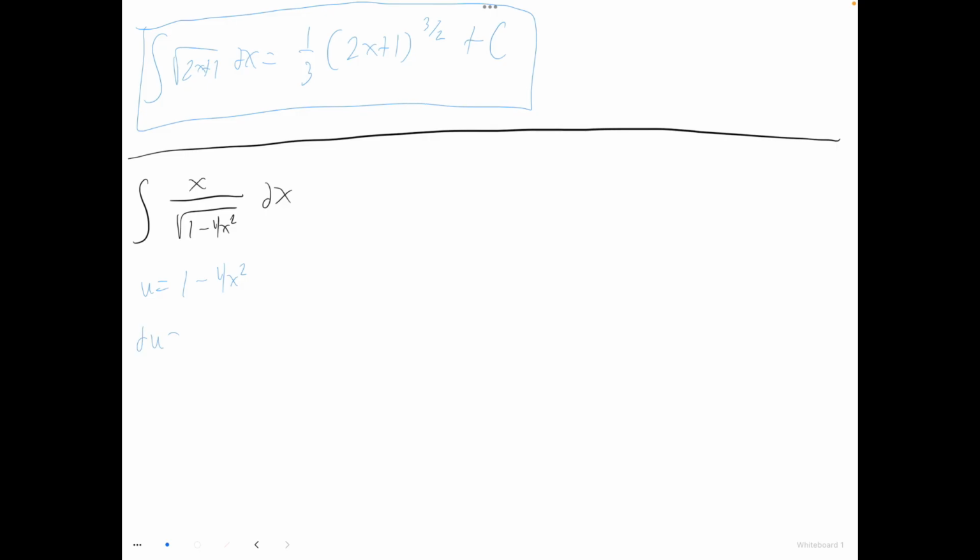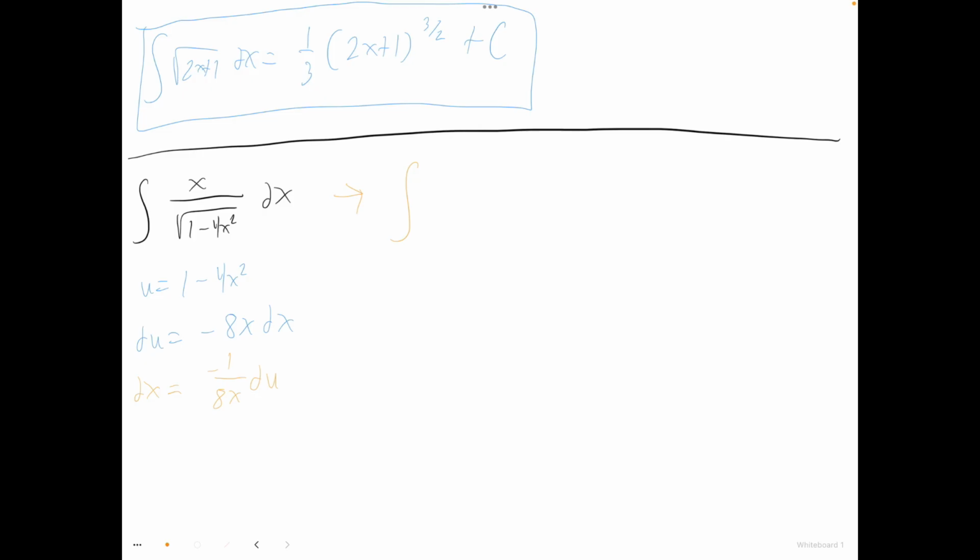Well, then du is going to be equal to minus 8x dx, just taking the derivative of 1 minus 4x squared. And then, just as a reminder, I like to solve for dx, so dx is negative 1 over 8x du. And so now we're going to plug that all in.